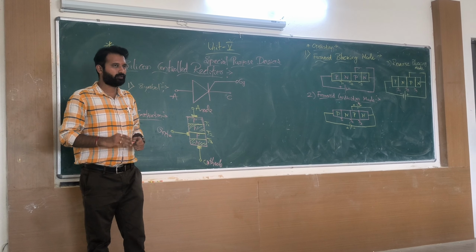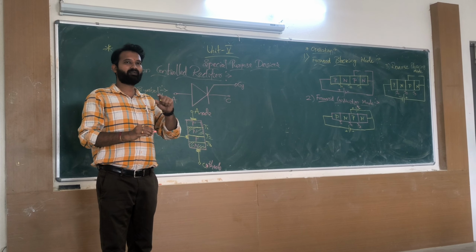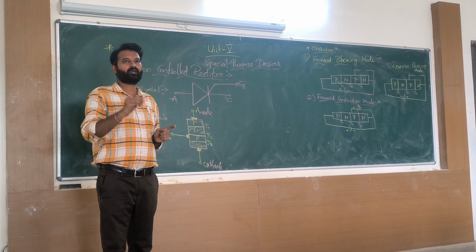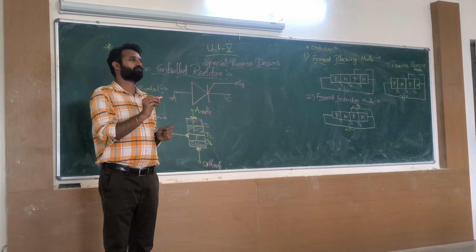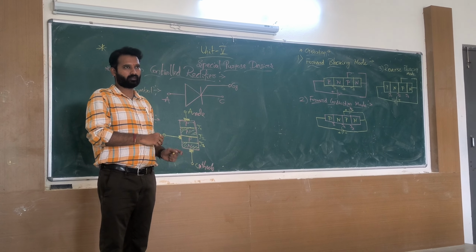I'll repeat it. It's a 4-layer semiconductor device having 3 terminals in the diagram only: anode, cathode, gate, and having 3 junctions, J1, J2, J3.